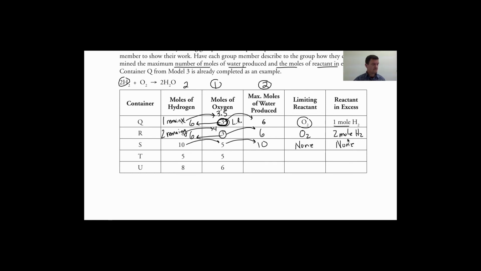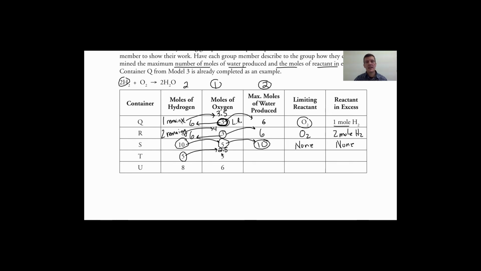Okay? They have a perfect ratio. They're in a 2 to 1 ratio, 2, 1, 2. Okay? If I've got 5 hydrogen, I would need half of that. I would need 2.5. Do I have that? I've got plenty of oxygen. So I got to look the other direction.